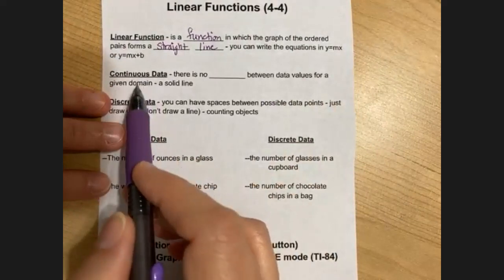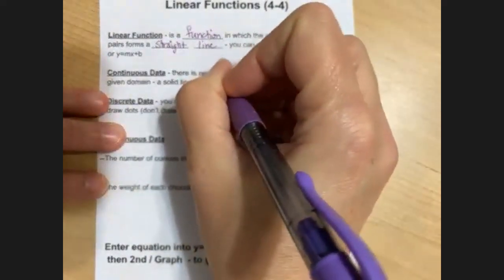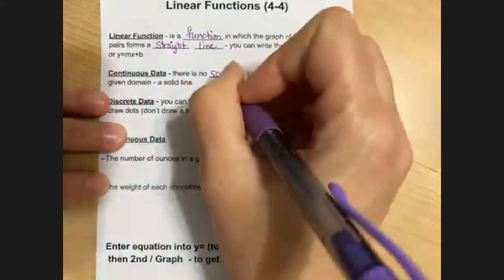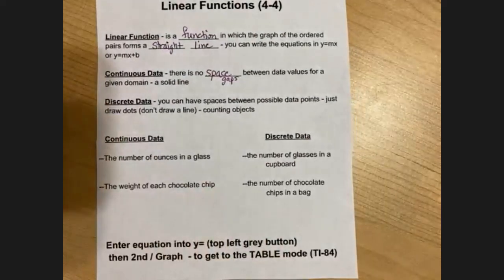Continuous data means that there is no space or gaps between data values for a given domain. You can use gaps here as well. It is simply a straight line. We're not skipping around. There's no gaps in it.